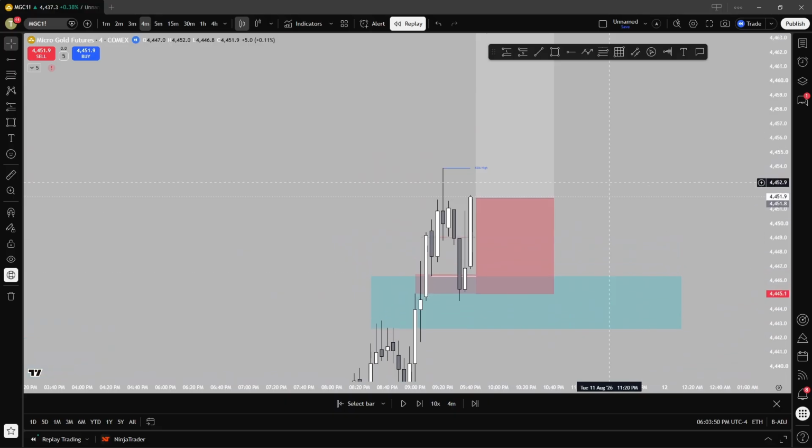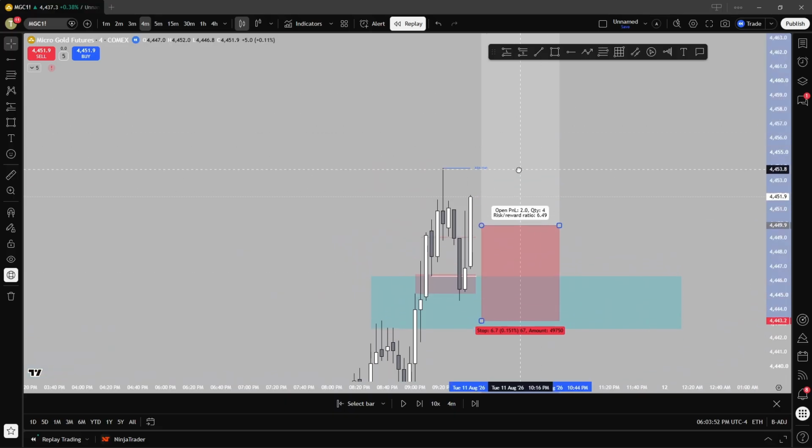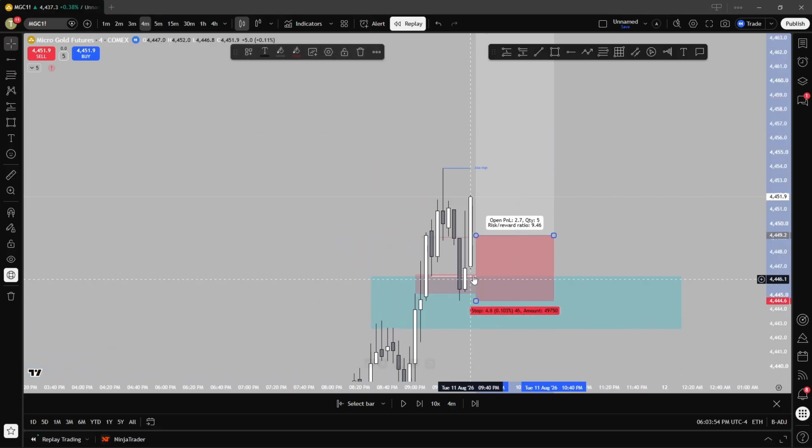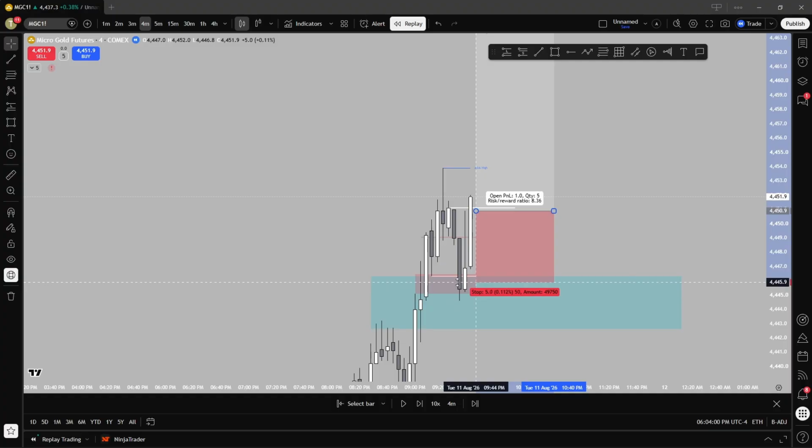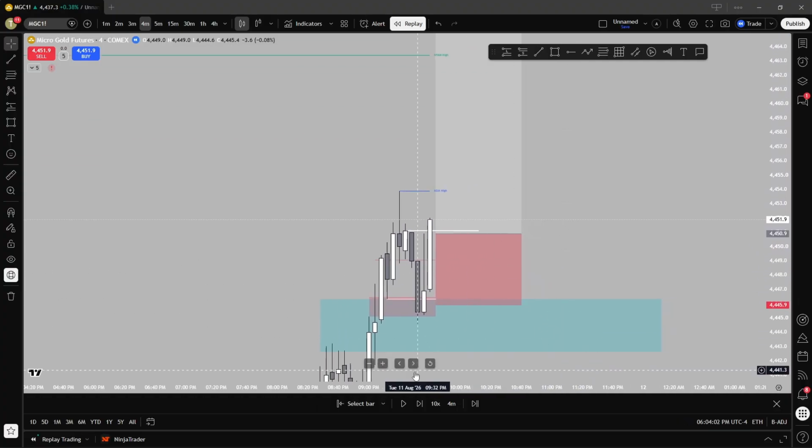You can enter right there, or you can wait for a pullback. But me personally, I probably wait for a smaller move, like a small pullback to right here, and then keep my stops here, and then target, right? So let's see how that plays out.